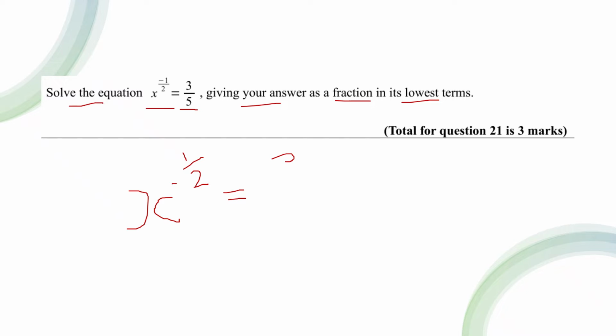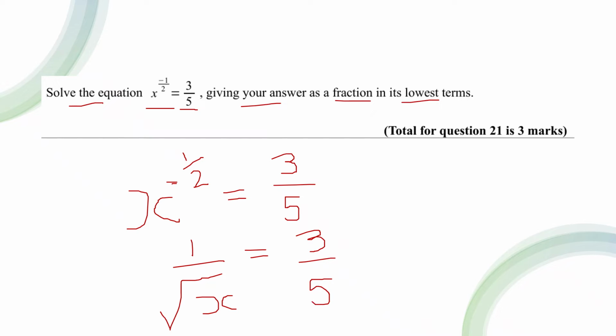Now, at first glance here, you might be thinking, how on earth can I get x by itself? Well, it's being raised to the power of minus a half. So let's explore this. The negative makes it 1 over, and a power of a half means a square root. So it's 1 over the square root of x is equal to 3/5.